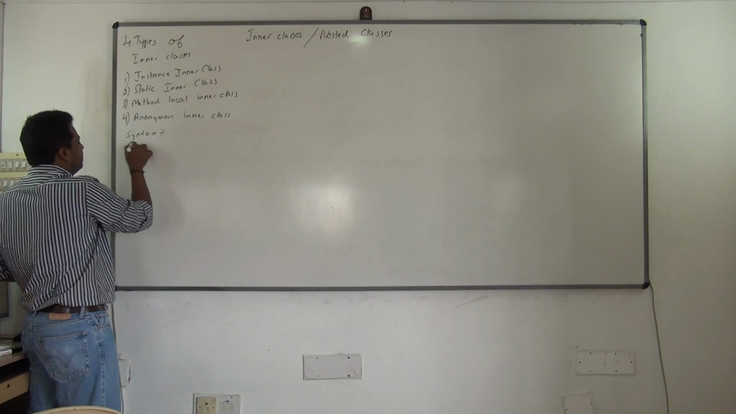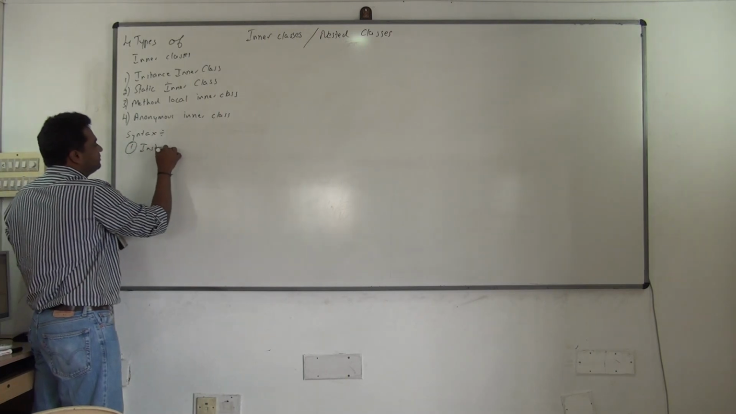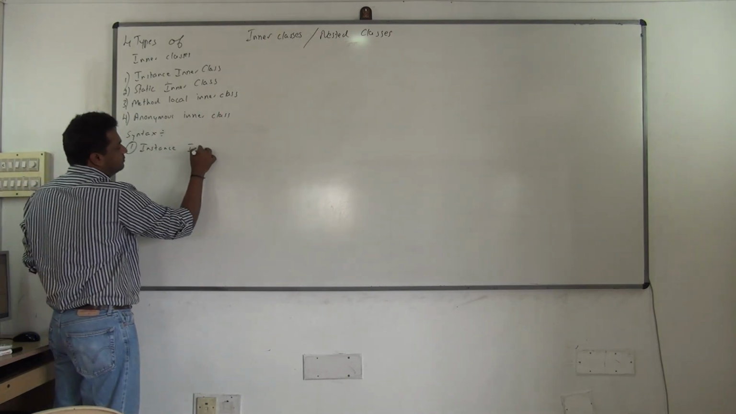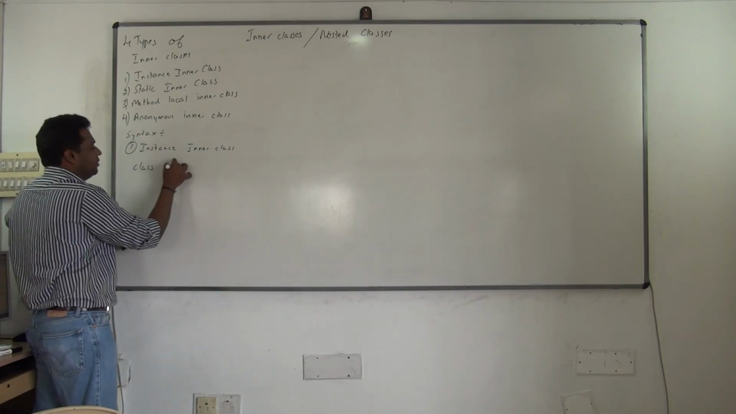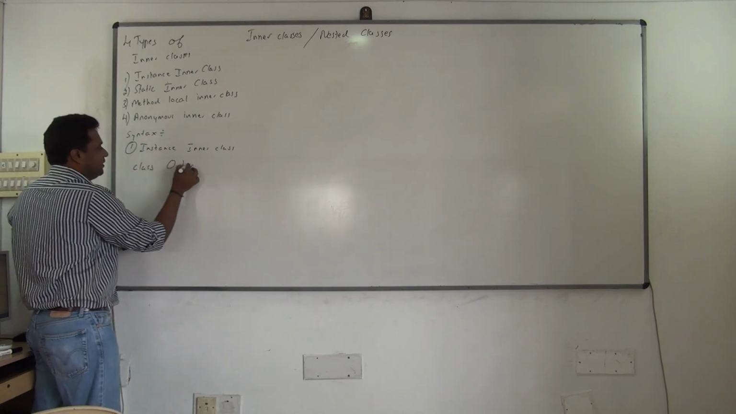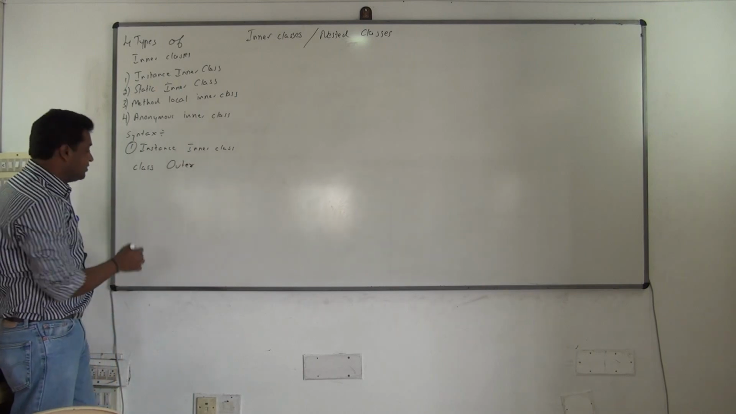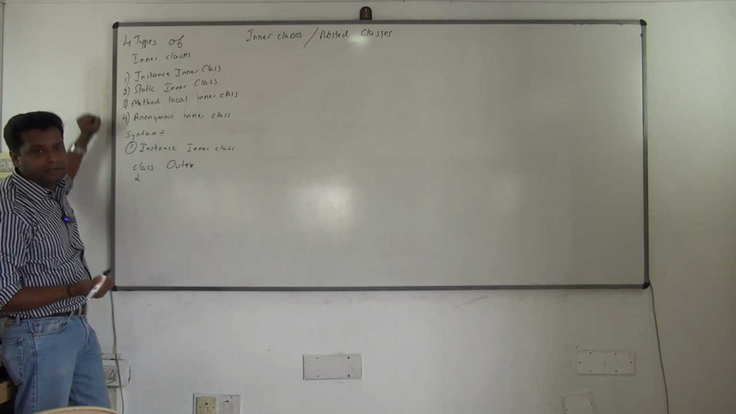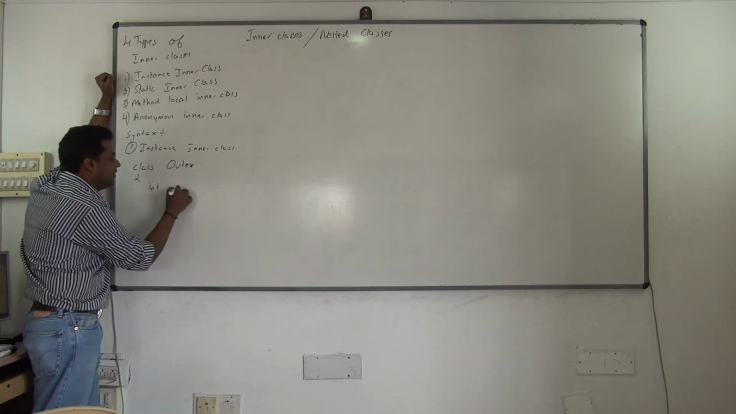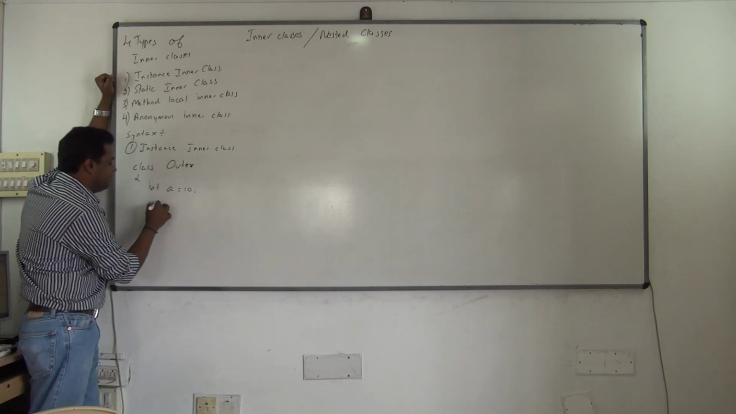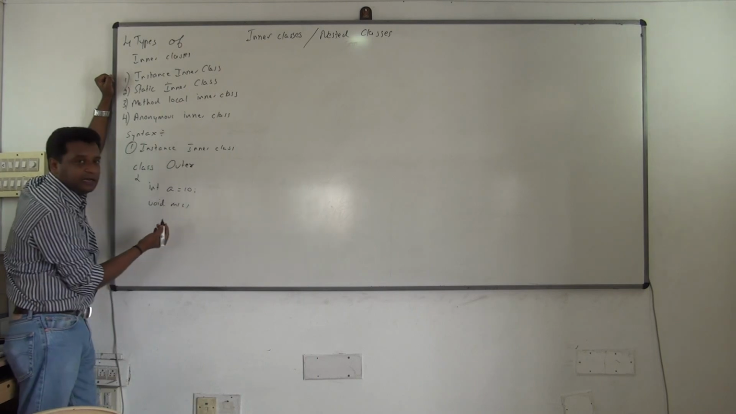Syntax for first one, instance inner class. See, like this you can write class outer. Yes, any name you want to give, but this class can again have what? Members. You know normally how to write the members. So I'll write one member int a is equal to 10. I can have one method also, void m1.